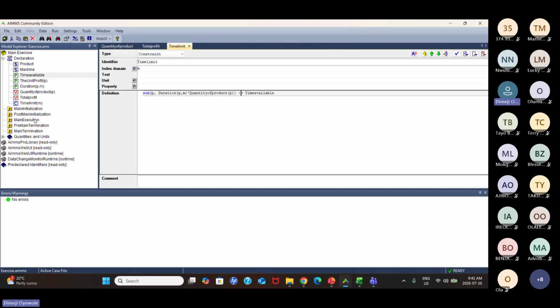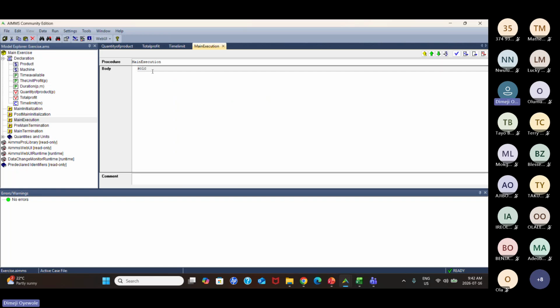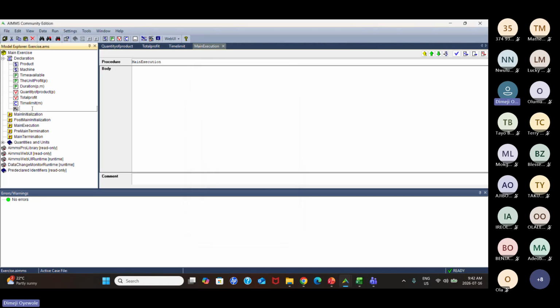So we go to how to execute it. That's the next thing. And here we have solve. If you want to solve, you go to the main execution. Then you put, before that, we go to mathematical program. And in that mathematical program, we want to maximize profits.